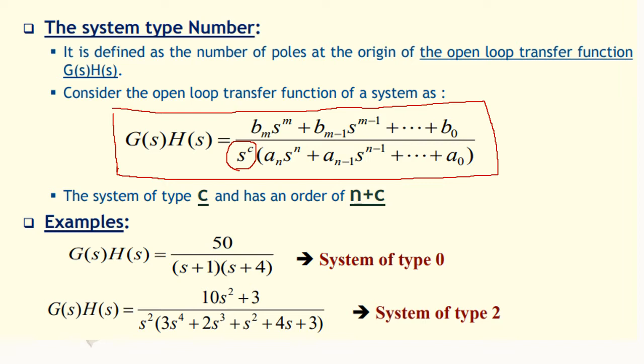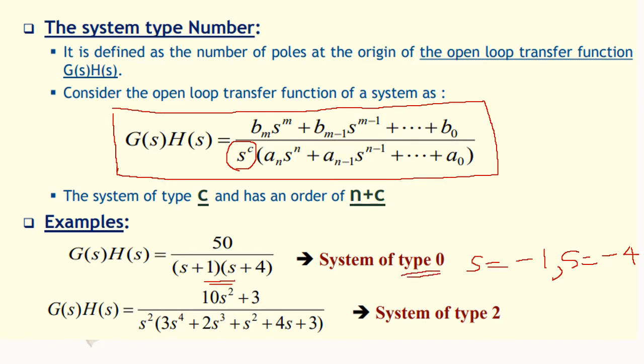So in the example, as you can see, G of s H of s, that is the open loop transfer function, is equal to 50 divided by (s plus 1)(s plus 4). The denominator is nothing but the characteristic equation. So if I equate it to zero, I get s equal to minus 1 and s equal to minus 4. Now for the system to be type 0, what does that mean? Number of poles at the origin. In this case, there are no poles at the origin, so that's why it is a type 0 system.